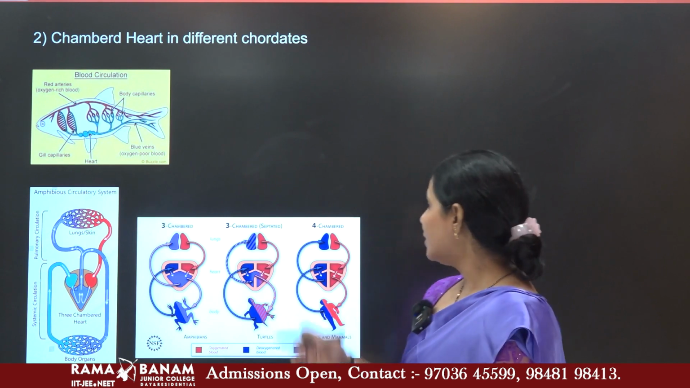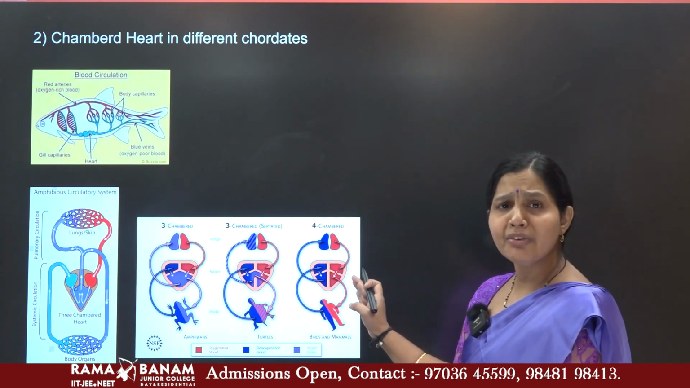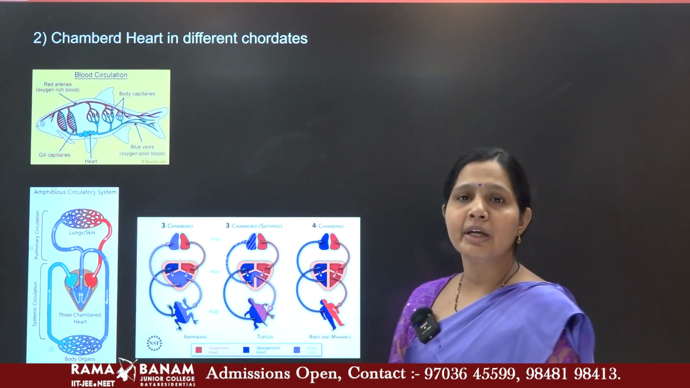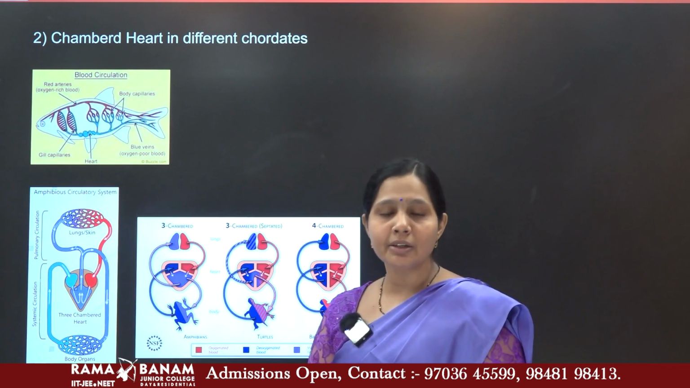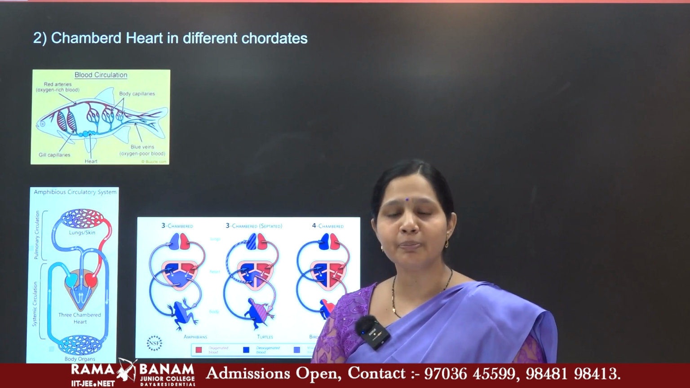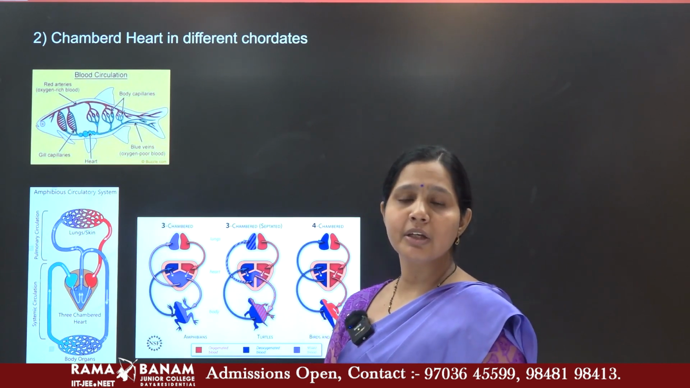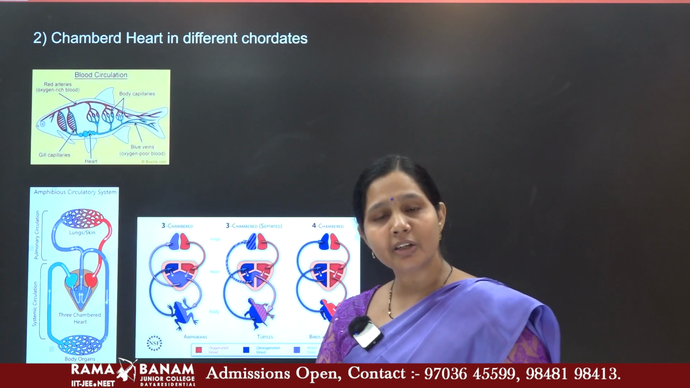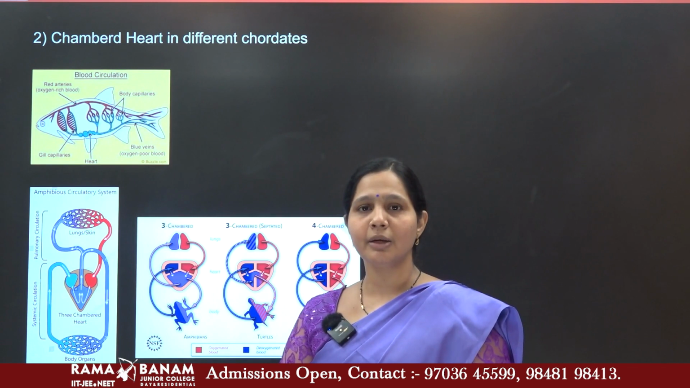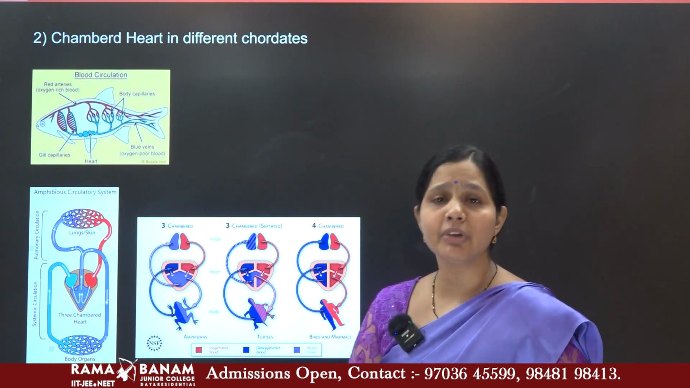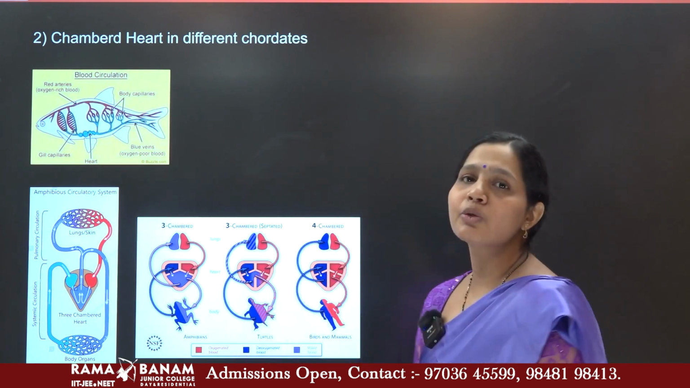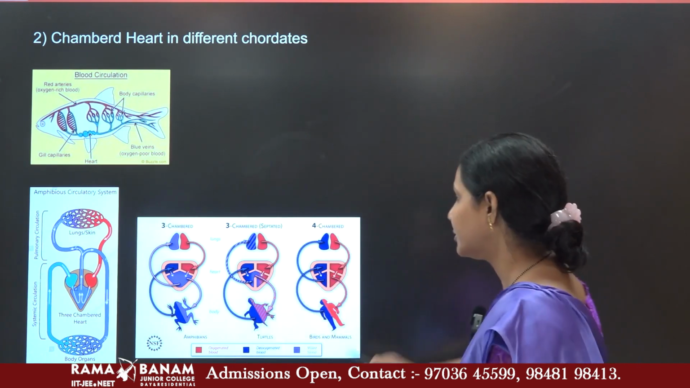Next, proceeding with the birds and mammals, they have a well developed four chambered heart having two atria and two ventricles. The atria receive the blood, whereas the ventricles pump the blood. The right atrium receives the deoxygenated blood and the left atrium receives the oxygenated blood which is pumped from the lungs, right. So, always the atria are the receiving chambers and the ventricles are the pumping chambers, right. So, let us go into detail with the structure of the heart.